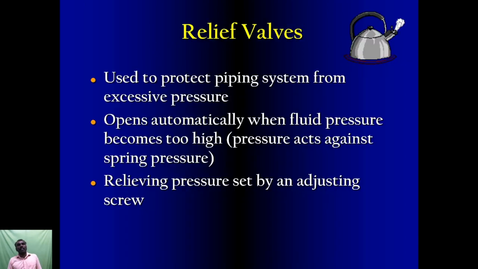Next, relief valve, used to protect piping system from excessive pressure. Opens automatically when the fluid pressure becomes too high. The pressure acts against spring pressure, relieving pressure set by an adjusting screw. We have an adjusting screw to adjust the relieving pressure, and it is used to protect the piping system from excessive pressure.